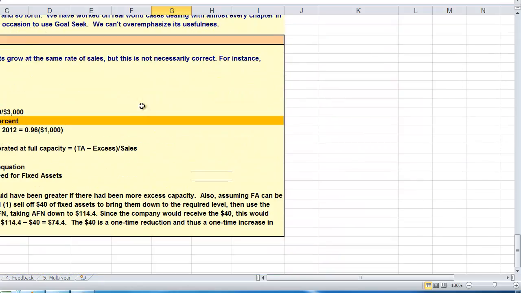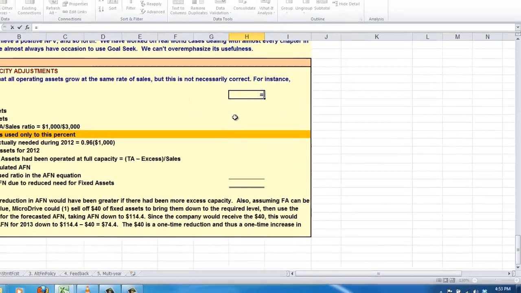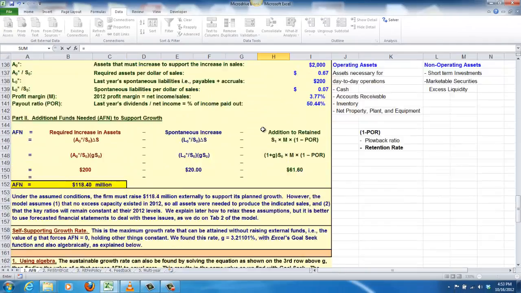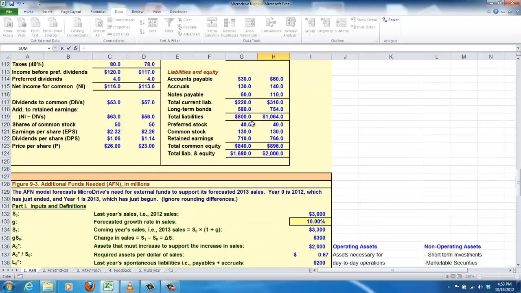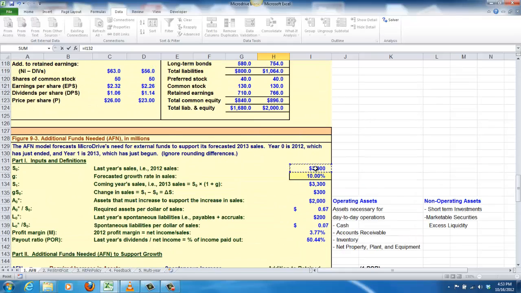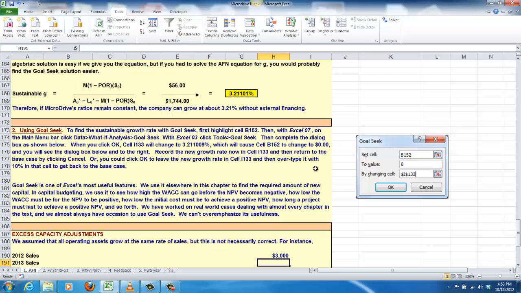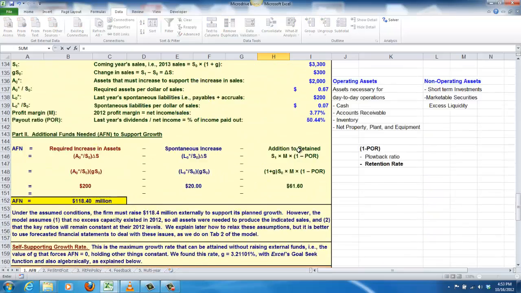We can also say that businesses do as well. We can say that they have excess capacity, they recognize the fact that they have excess capacity, and we can use that in our projections. So to do this, I'm going to fill out this form here. It asks what are the sales in 2012. There's $3,000. What are the forecasted sales for 2013?